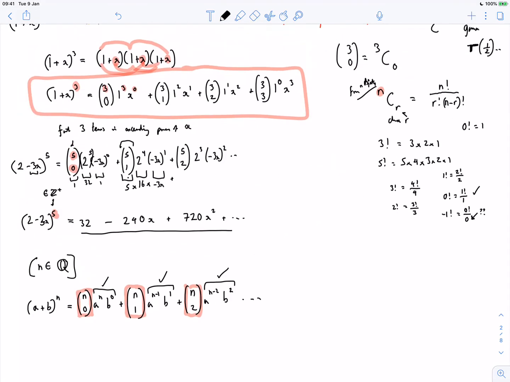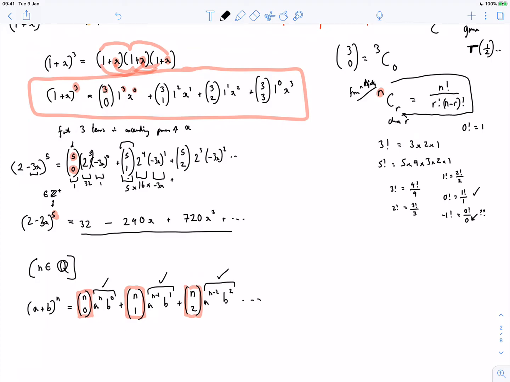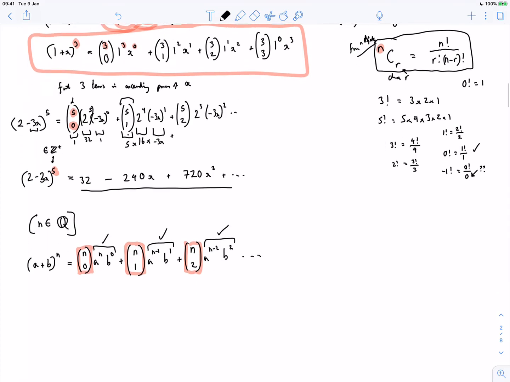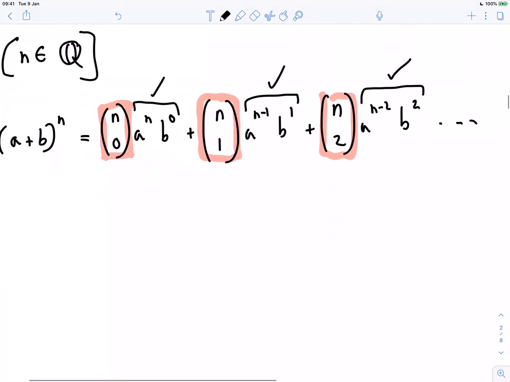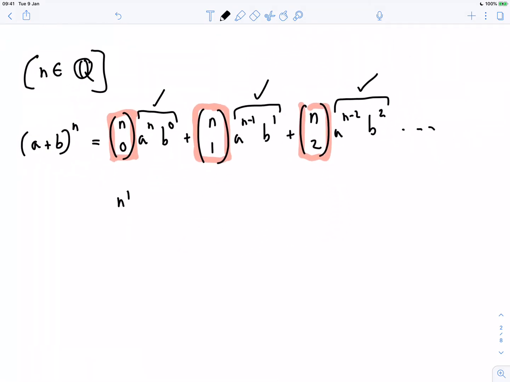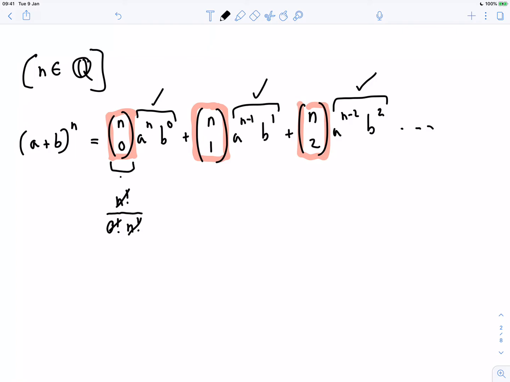So we're going to look at the definition up here of what n choose r actually is. So what have we got? N choose 0, if you think about it, is n factorial over 0 factorial times n minus 0 factorial. So what's going to happen? The n factorials cancel, 0 factorial is 1, so this thing just becomes a fat 1. So already we're going to have 1 times a to the n times b to the 0. That term is a-okay, there's no factorials in there, we're cool.